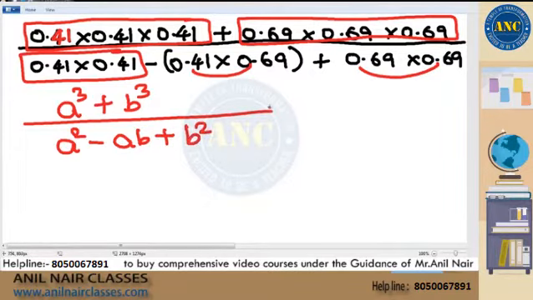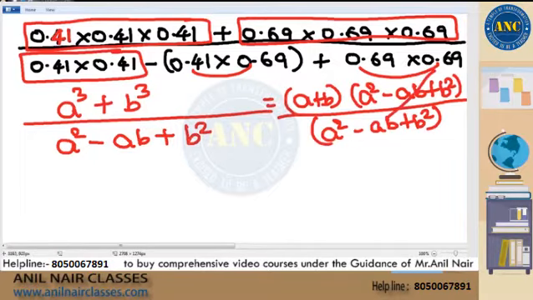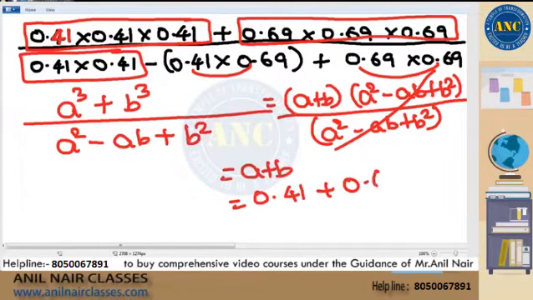b square. You already know the notation of a cube plus b cube: it is a plus b into a square minus ab plus b square. The same term is there in the denominator also, a square minus ab plus b square. Remove everything and you will be left only with a plus b, where a is 0.41, b is 0.69. 0.41 plus 0.69 is 1.1.